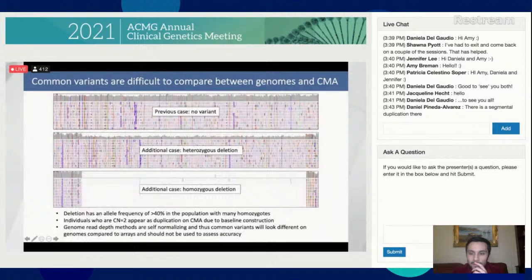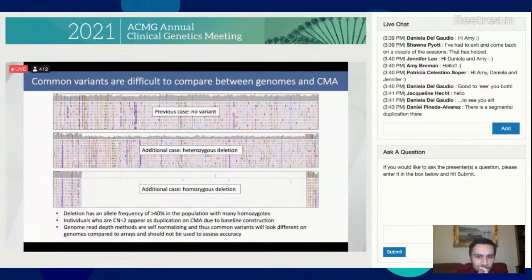If you look at this previous case, and what I've done is I've taken 3 different cases. The previous case, you can see no variant. Here's a couple of more cases. This is an additional case. It's a heterozygous deletion. You can quite clearly see that. And then here's a homozygous deletion. This deletion is actually present in about 40% of the genomes that we sequence in the population. So it has quite a high allele frequency.